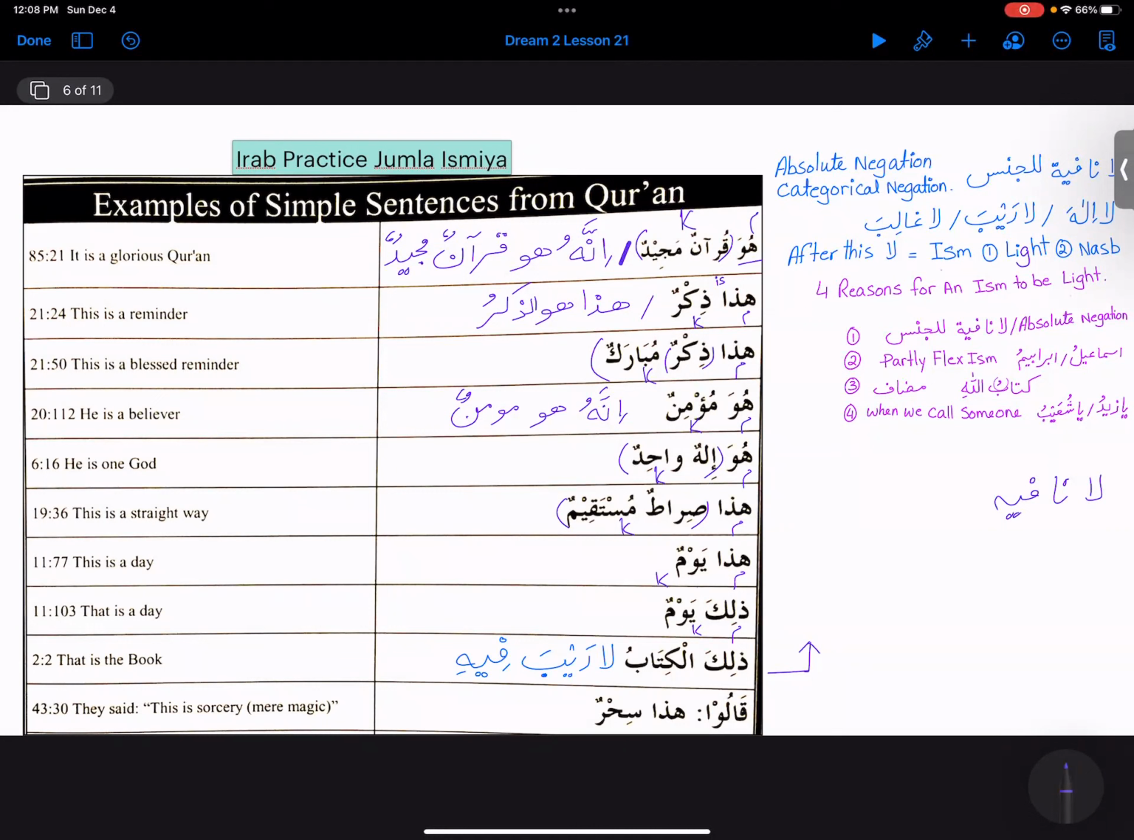For example, if someone says, is that a book? I would say, La. No, this is not a book. This is something else, right? So just La. Simple negation, right? I'm saying no.